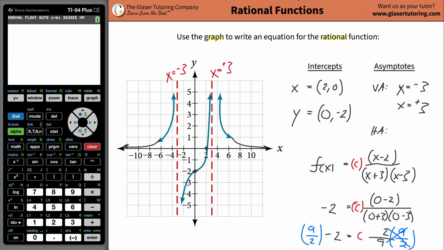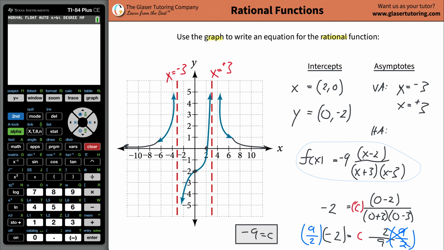And remember, this is really 9 halves multiplied by negative 2. All right, so the 2's would cancel, leaving you with negative 9. And that's your c value. So now you're going to go back to your original function, and you're going to plug in your negative 9 there, okay? So just plug in the negative 9, and you're done. You're just plugging that in where that coefficient was. And you're finished, all right?